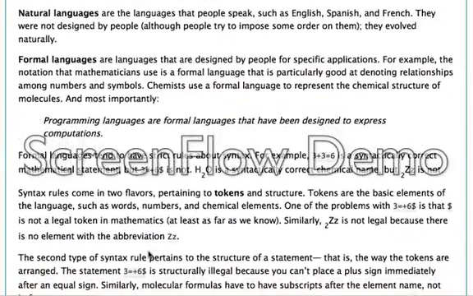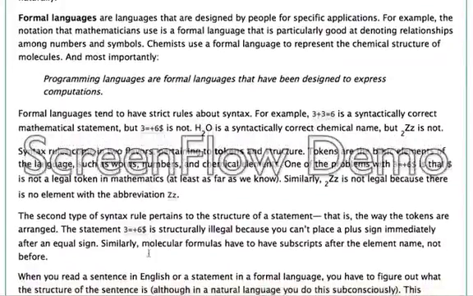Syntax rules come in two flavors, pertaining to tokens and structure. Tokens are the basic elements of the language, such as words, numbers, and chemical elements. One of the problems with 3=+6$ is that $ is not a legal token in mathematics, at least as far as we know. Similarly, ₂Zz is not legal because there is no element with the abbreviation Zz.